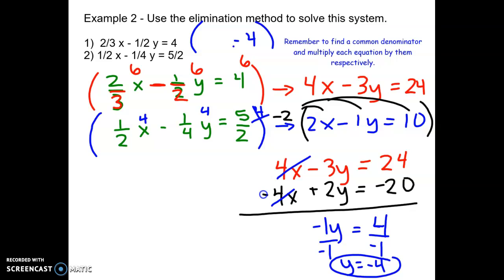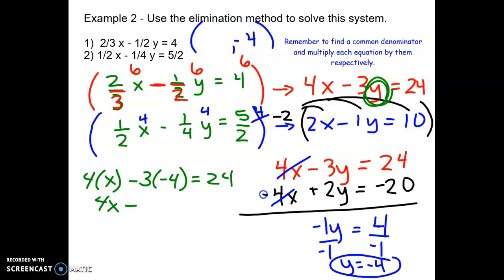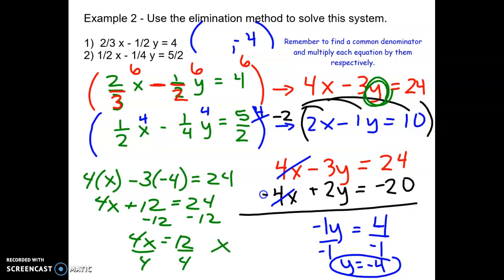So negative 4 is our y value. If you have y, how do you find x? You plug it back in. So I'm going to go to my first equation. It does not matter which one. We get 4 times x minus 3 times minus 4 equals 24, because I'm putting the minus 4 into the y spot. So this becomes 4x plus 12 equals 24. Subtract the 12. So 4x equals 12. Divide out that 4 to finish it off. So x equals 3.